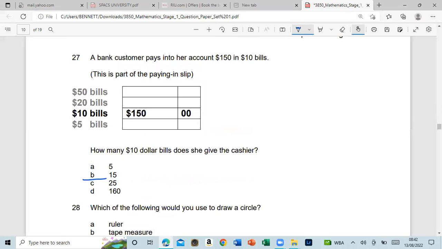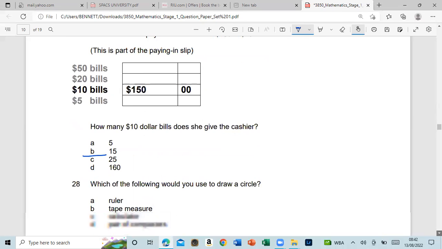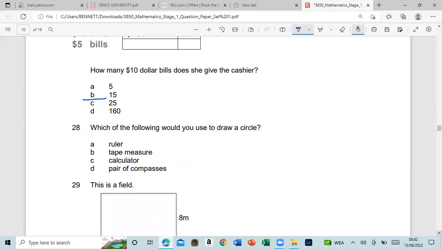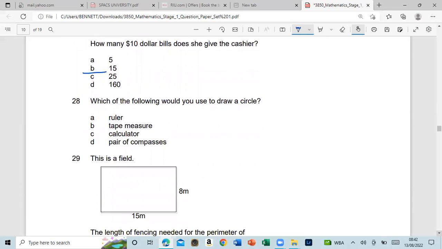All right, 28. Which of the following would you use to draw a circle? Is it a ruler, a tape measure, a calculator, or a pair of compasses? D. Compass, right? You guys know those tools? You have those tools in your geometry set?